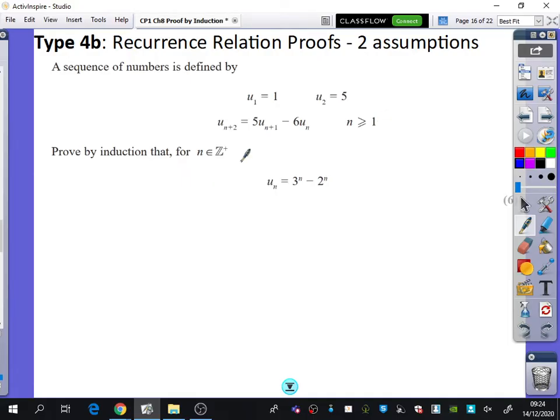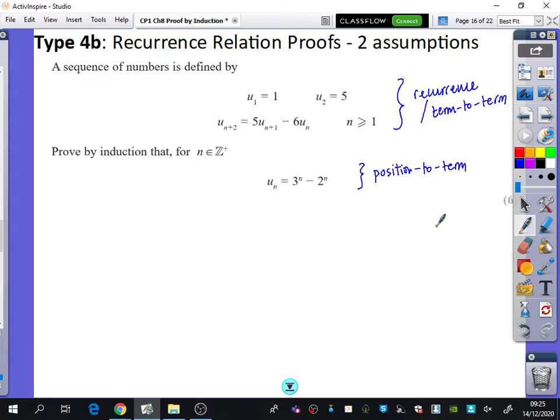Prove by induction that for n as a member of the positive integers, un equals 3 to the power of n minus 2 to the power of n. So all of this information that we've got up here is our recurrence relation. And we've also said that that is like a term-to-term kind of rule, because you're defining one term in terms of its previous term. And this one that we've got down here is our traditional nth term, which is our position-to-term rule. So we're going to try and use the recurrence relation to prove the position-to-term relation. And this one I've said in the title that there need to be two assumptions.